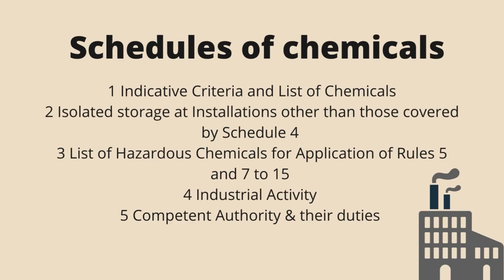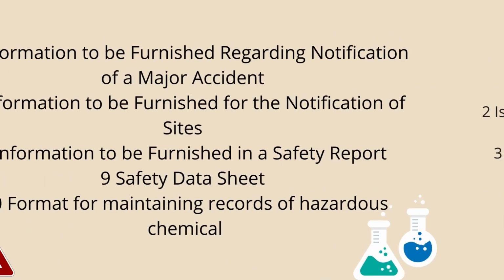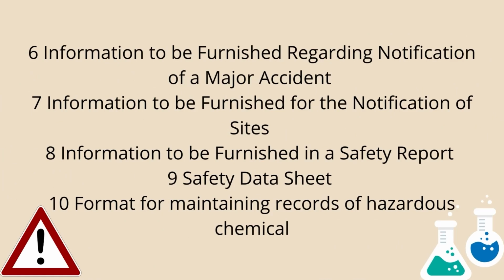They are indicative criteria and list of chemicals, isolated storage at installations other than those covered by Schedule 4, list of hazardous chemicals for application of Rules 5 and 7 to 15, industrial activity, competent authority and their duties, information to be furnished regarding notification of a major accident, information to be furnished for the notification of sites, information to be furnished in a safety report, safety data sheet, and format for maintaining records of hazardous chemicals.